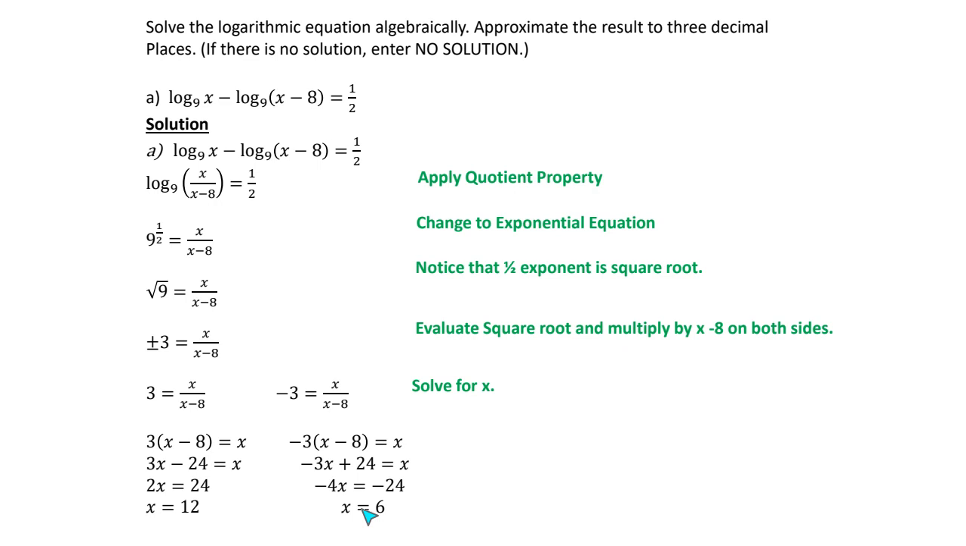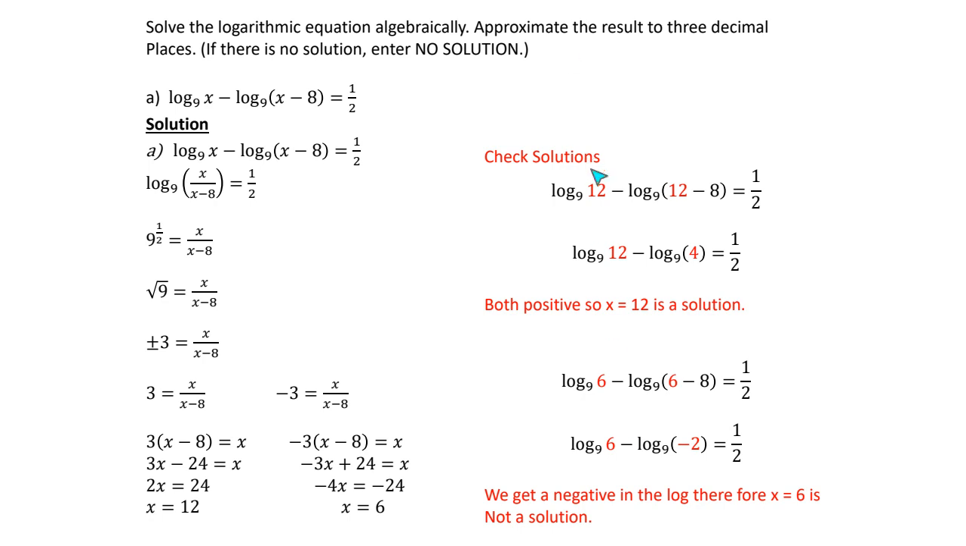So now you want to check your solutions, right? If I have a 12 here and I plug it in for x, then that's positive, that's okay. And 12 minus 8 is 4, and that's okay. But for 6, if I plug in 6 here, that's okay. But here, 6 minus 8 is going to give me a negative 2, and that's not going to work out. So the only solution here is x equals 12. Okay, and so I have it worked out here. So we cannot have a log of a negative number. That's why we're going to exclude that from our solution.